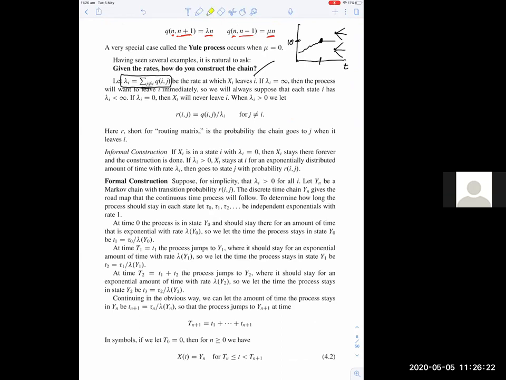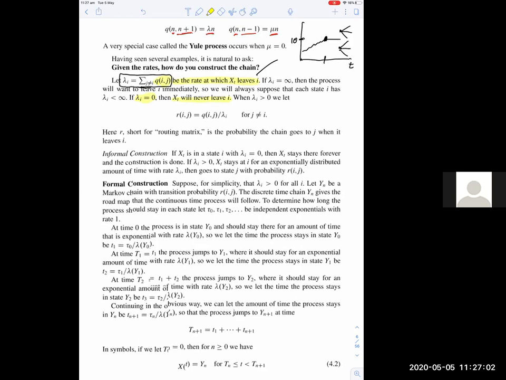That's a critical quantity. It's the rate at which the process leaves state i. Now, if lambda_i happens to be infinity, the process won't leave i immediately, so you don't allow this. You don't allow the sum of these rates to diverge. Of course, the sum of rates can only diverge if you have a countably infinite state space. Otherwise, it will always be finite. And if lambda_i is 0, then you never leave state i. That's an absorbing state.